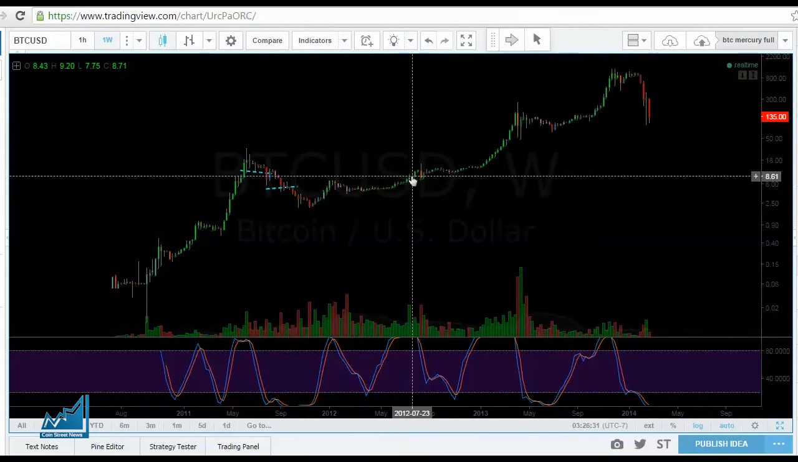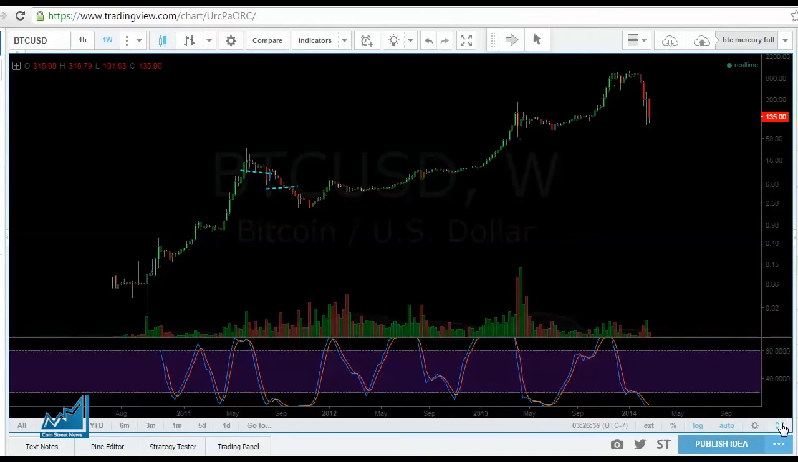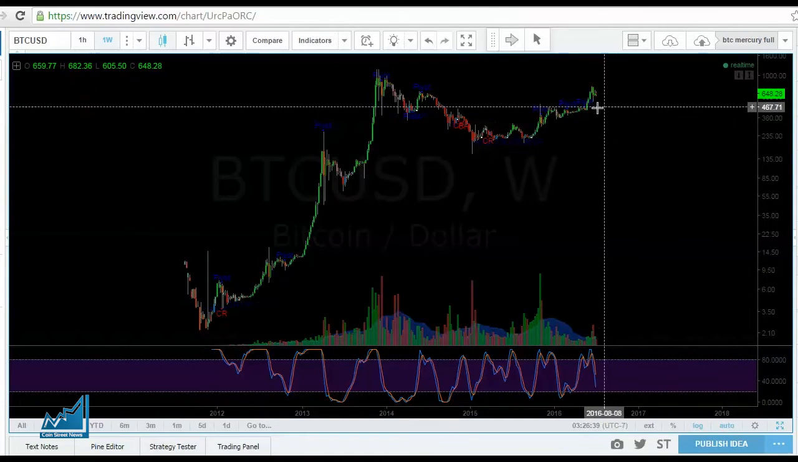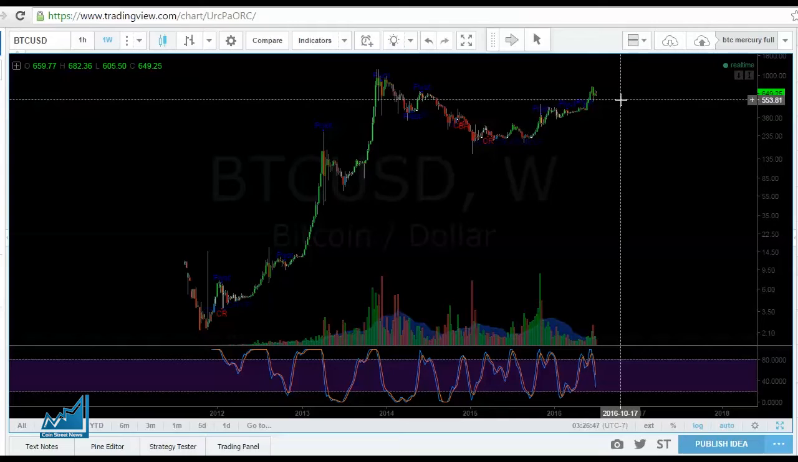Accumulation again, markup, distribution. So that's the theory in a nutshell, is that this is still going to have more waves upwards, and that gives you the opportunity to buy the dips when they happen.